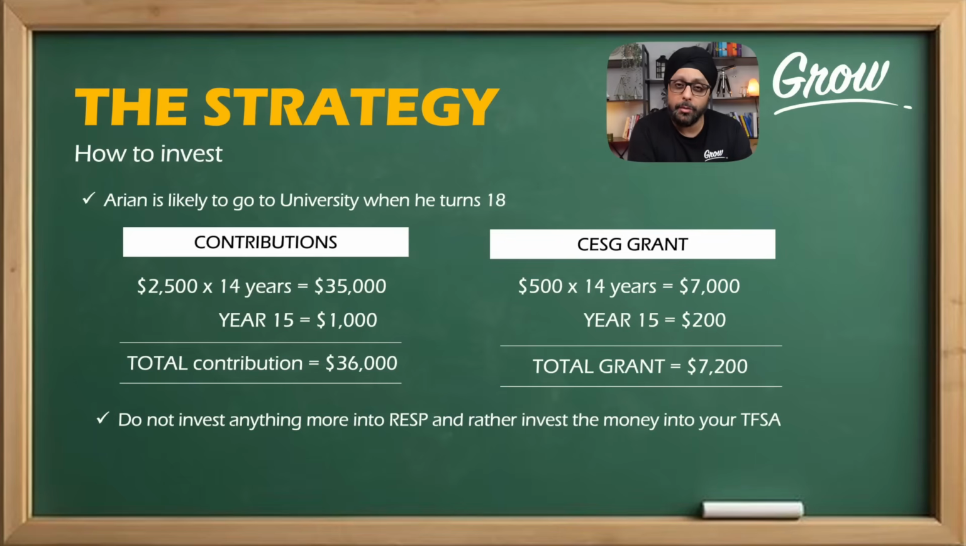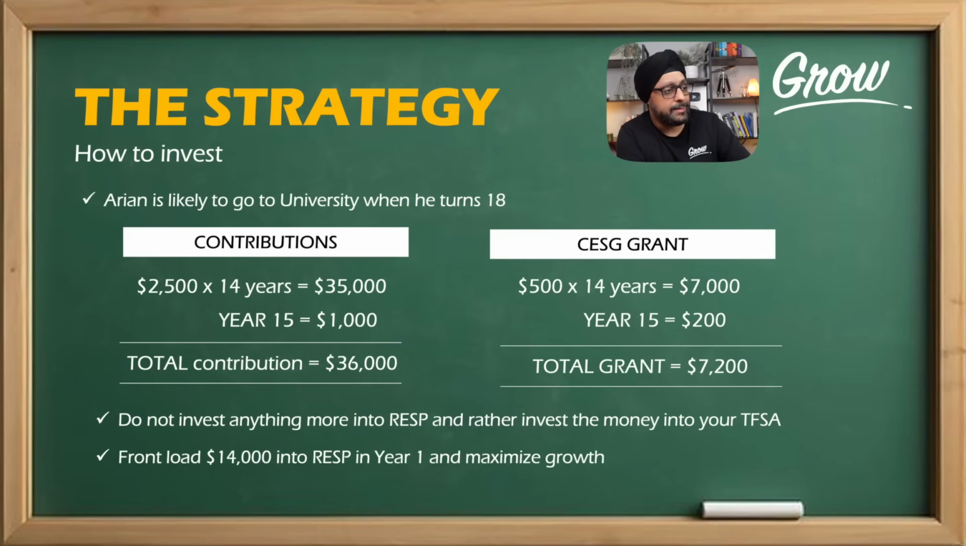You compound that to about $85,000, $90,000 by the time your child, in my case Aryan, goes to a university, and you're happy with that. The other way to look at this is that you can actually use this RESP if you're 100% sure that your child is going to pursue education, which in many cases it is the case.